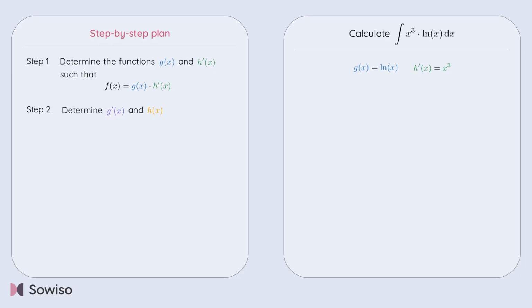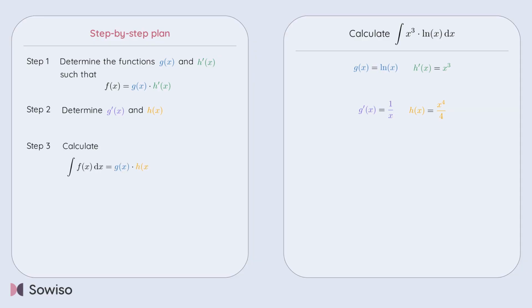Step 2. Determine g prime of x and h of x. To find g prime, we differentiate g. The derivative of ln of x is 1 over x. We calculate h by integrating h prime. The antiderivative of x cubed is x to the fourth over 4.